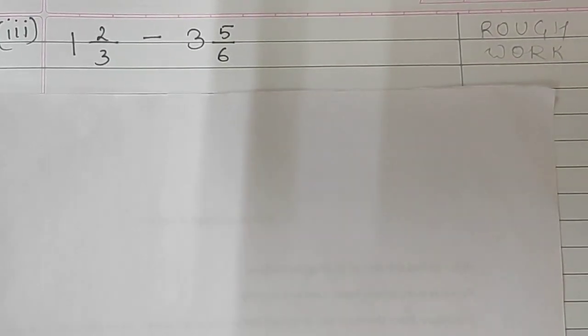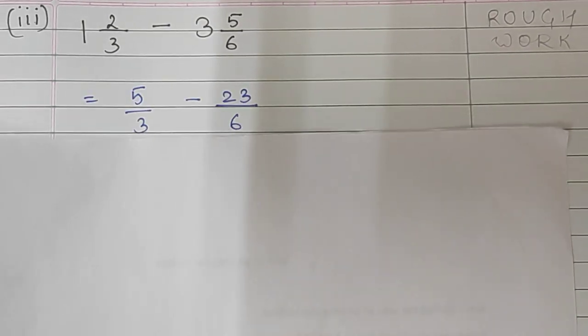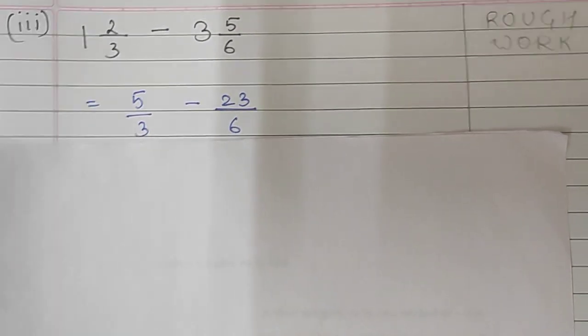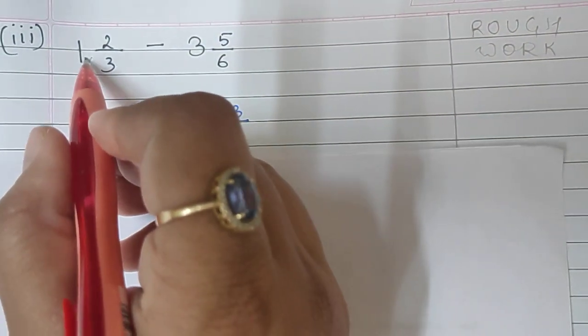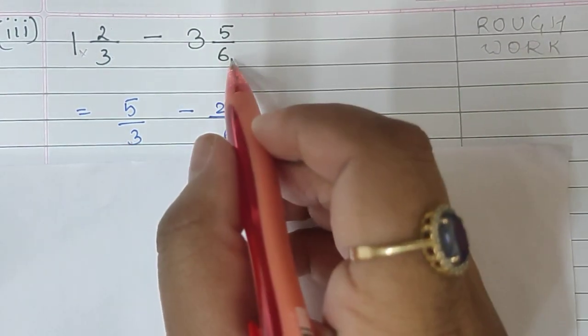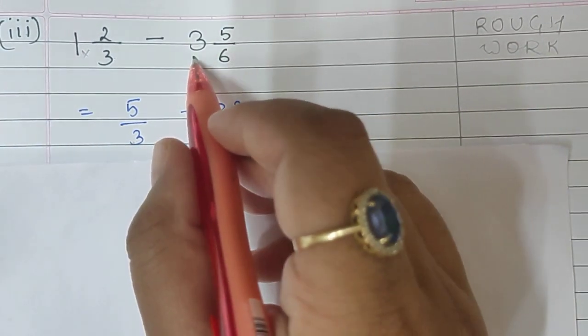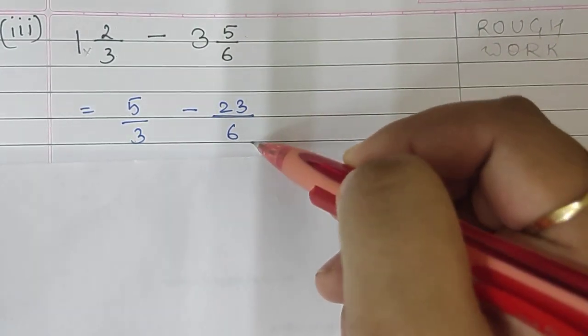Now, I expect you to solve the other two sums on your own. I'll just show you the steps very briefly. Okay. So this is a mixed fraction. So you'll write 3 ones are 3 plus 2 is 5. 5 upon 3 minus 6 3s are 18 plus 5 is 23 upon 6.